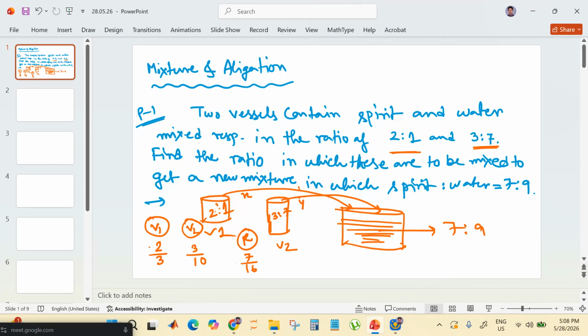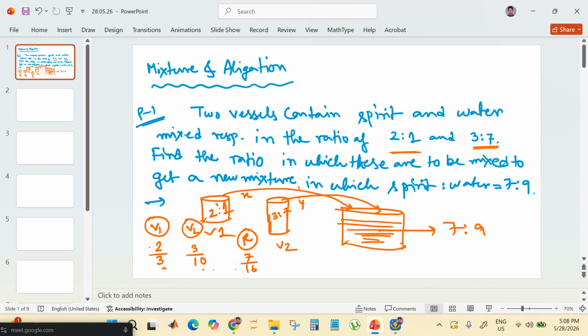You can do the same process by taking the water ratio also. Instead of 2 by 3, you can write 1 by 3. Instead of 3 by 10, you can write 7 by 10. Instead of 7 by 16, you can write 9 by 16. But I am taking the spirit, you can also take the water. There is no hard and fast rule. So 2 by 3, 3 by 10, and 7 by 16. You have to make these ratios into integers. Just take the new denominator as the LCM of 3, 10, and 16.